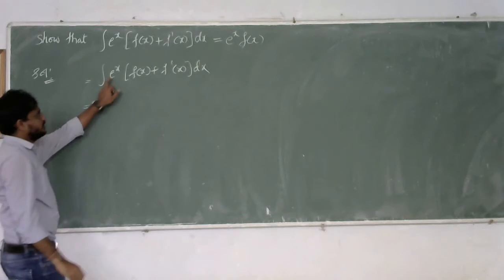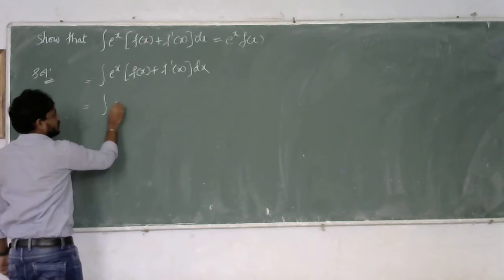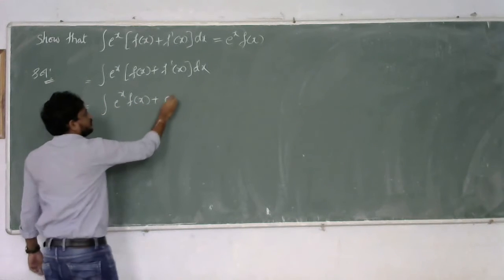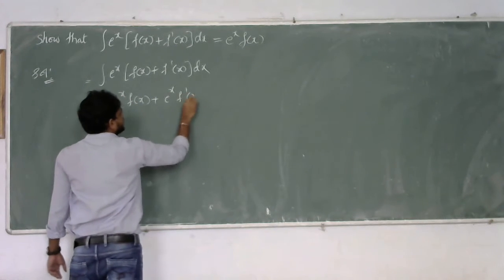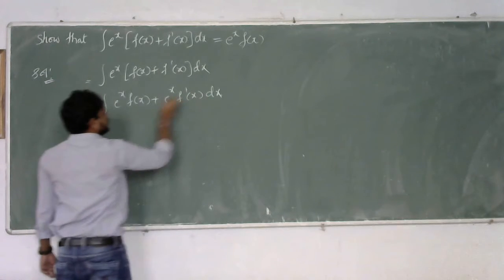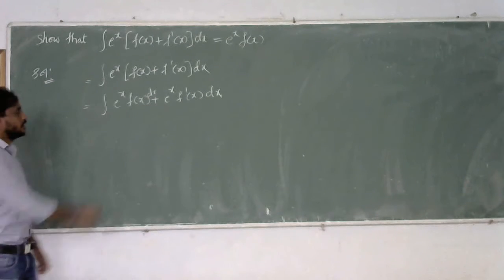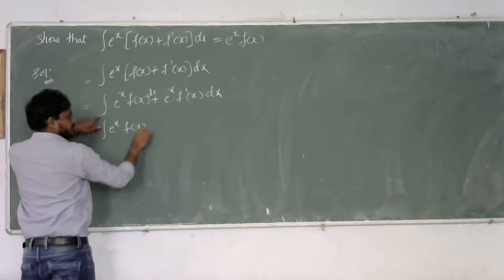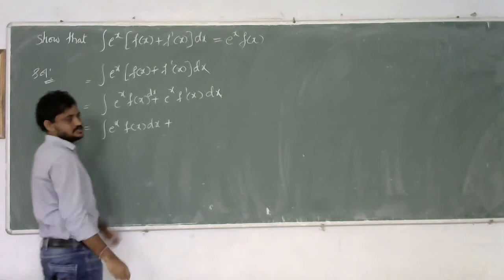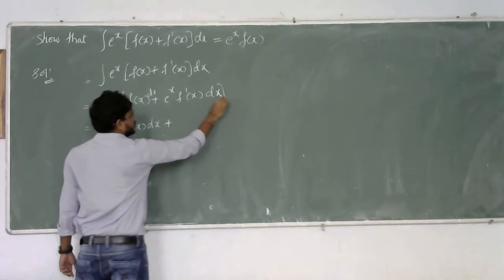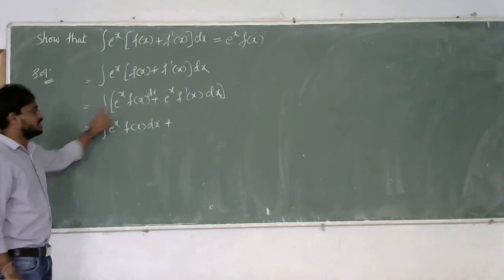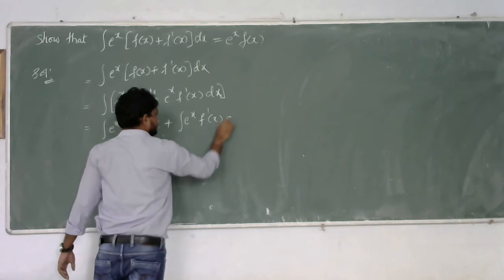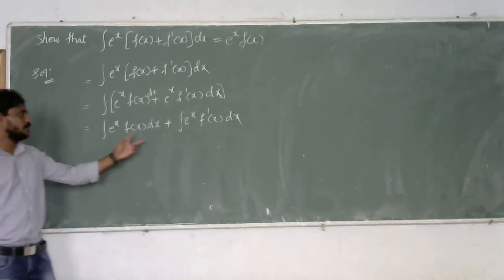Let us multiply with e power of x here. So here we will get e power of x into f of x plus e power of x into f dash of x into dx. Here also dx. Now here we have one integral, e power of x into f of x into dx, plus the integral of e power of x into f dash of x into dx. I am applying integration for these two terms separately. Now we got two integrals here.